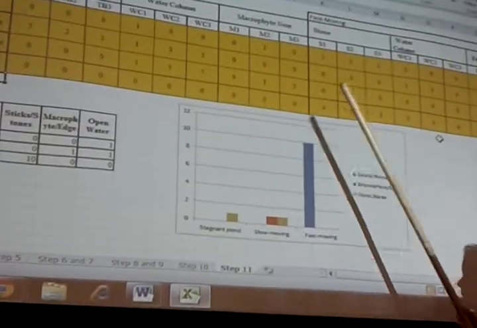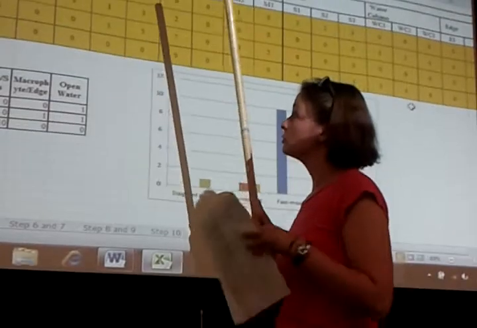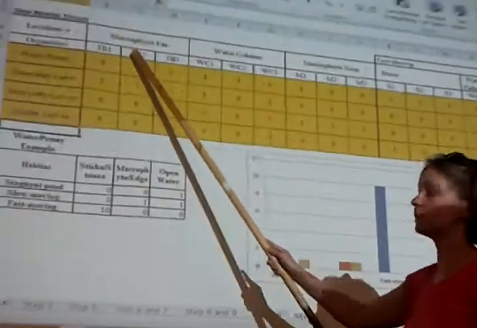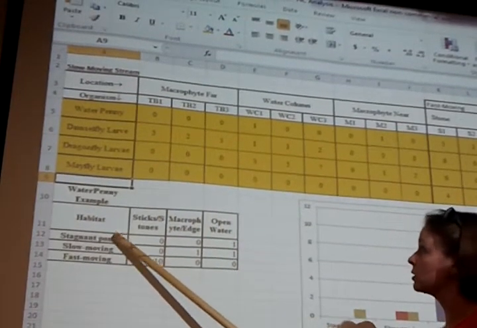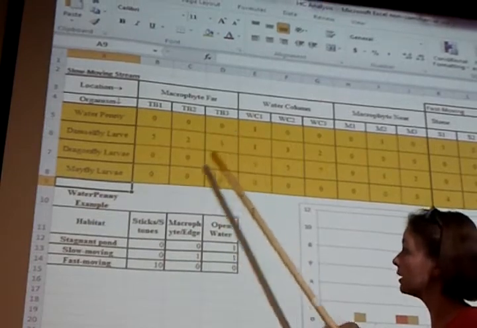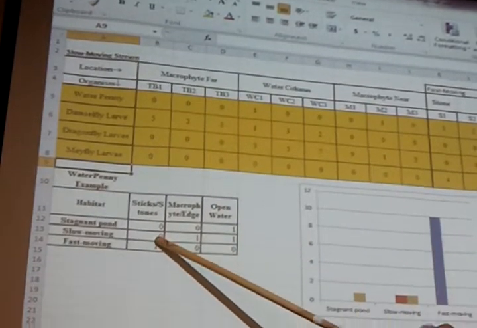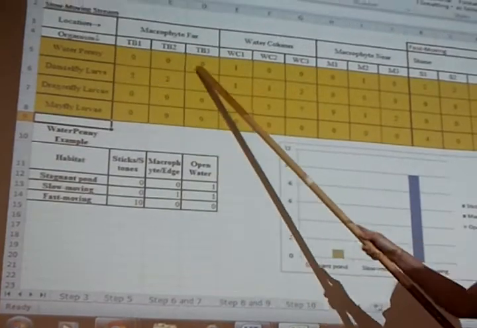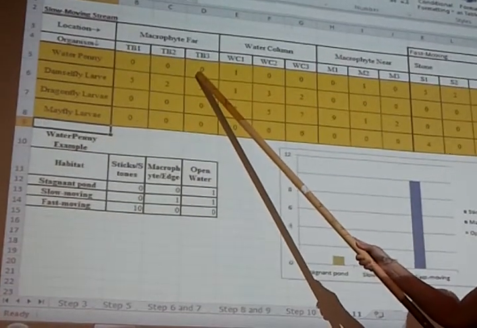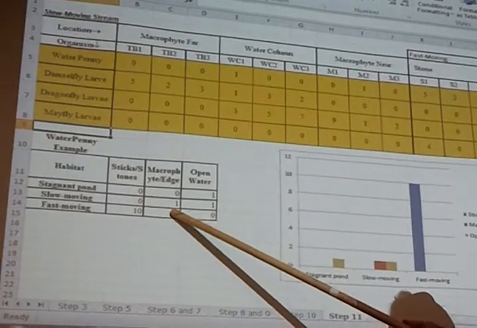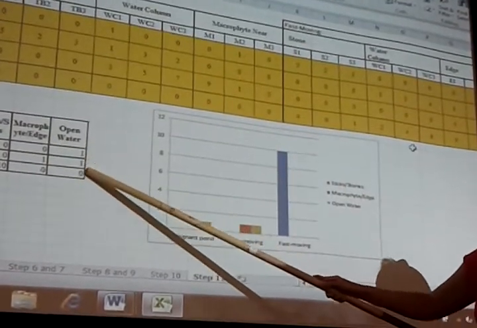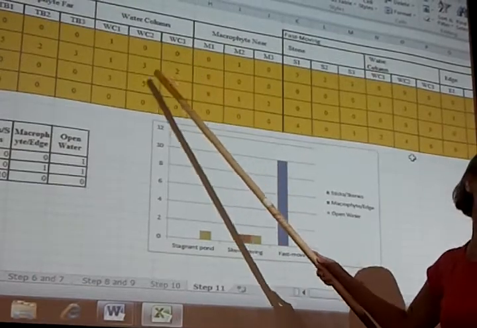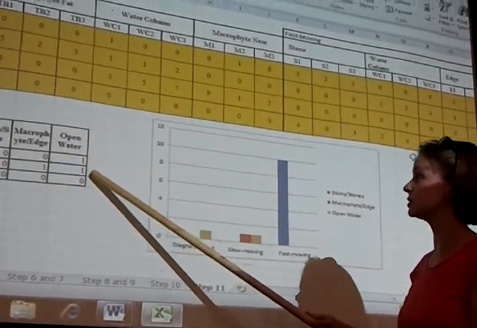Okay? So now what we want to do is total up the number of individuals in each of the microhabitats, again, based off of this table. Let's just use slow moving right now. For slow moving, how many are in our macrophyte far? We have 0. And this is just for water pennies right now. How many in our slow moving do we have at the macrophyte near/edge? 1. Goes right there. Open water column, again, we have 1. So that's how you do your contingency table.